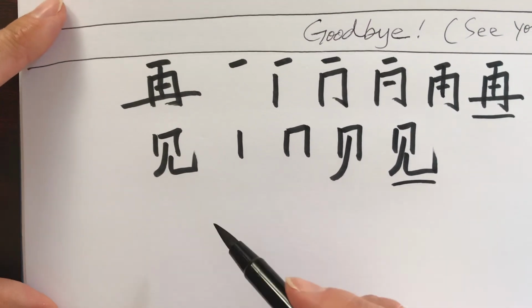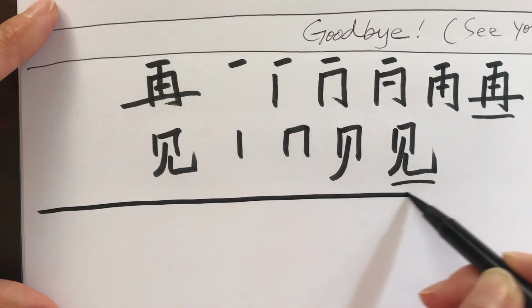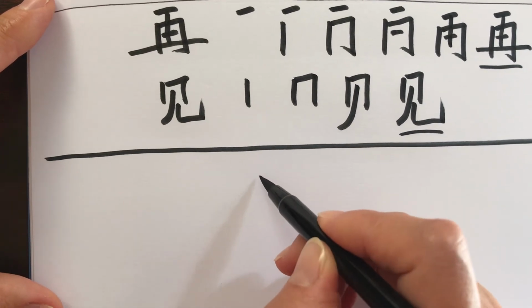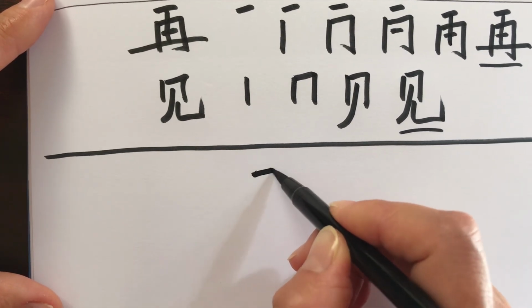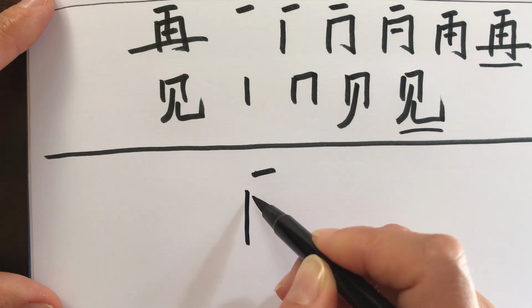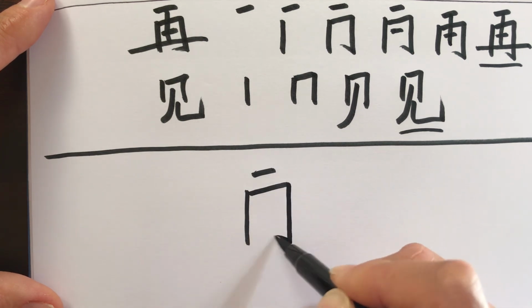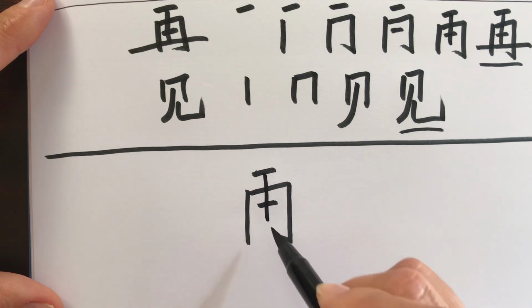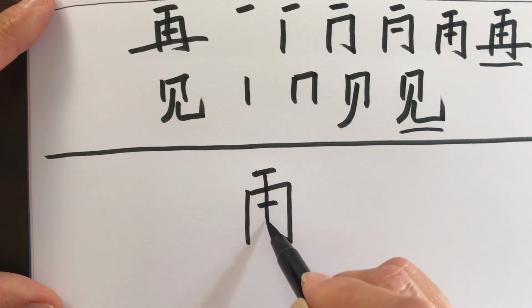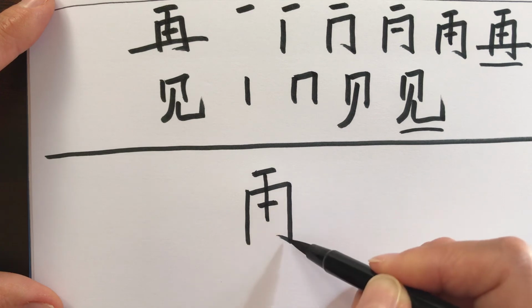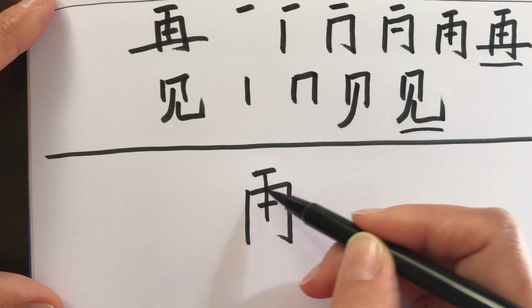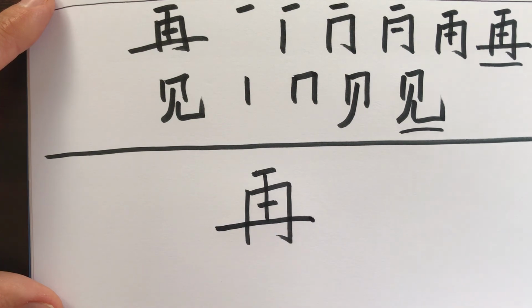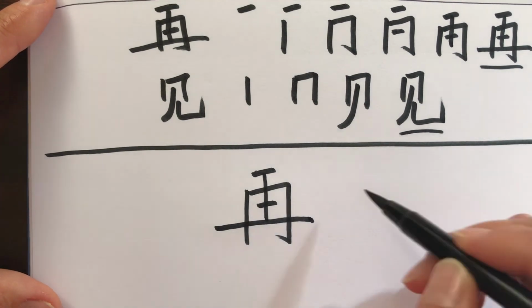Okay, I'm going to repeat here. Write in big characters for you to see better. It ends kind of in the middle of this big square section, and the last stroke is all the way going through here. 见.